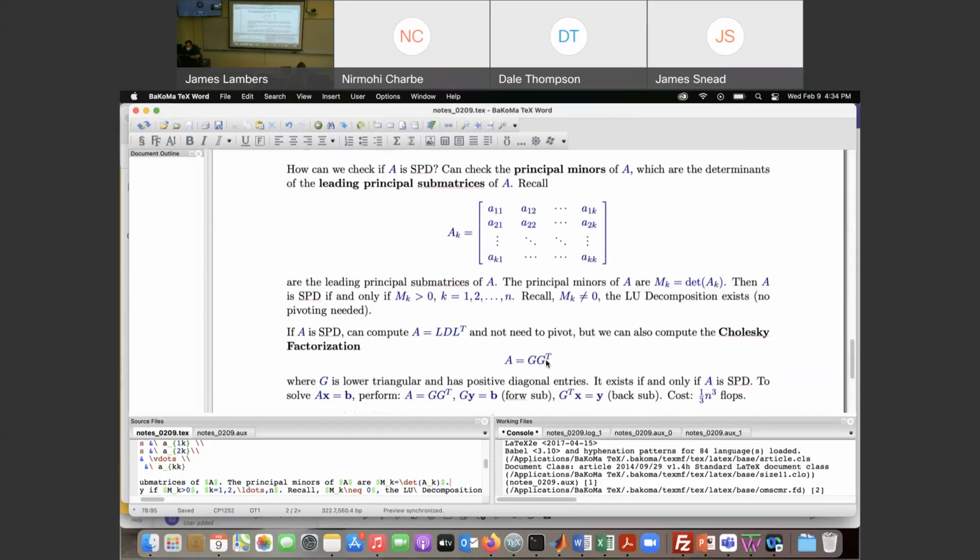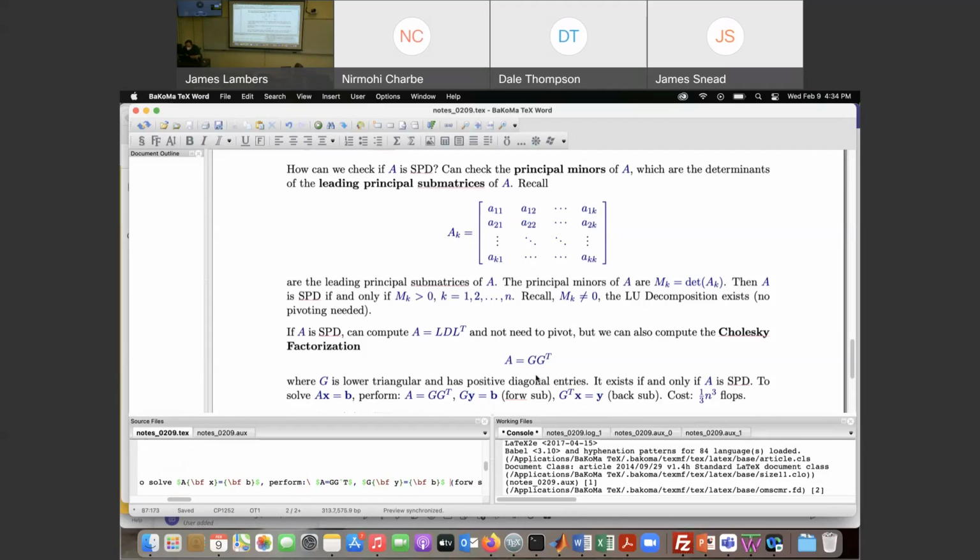The cost of computing a Cholesky factorization is the same as LDLT, it's 1/3 n cubed floating point operations. So again, half the cost of ordinary Gaussian elimination, again benefiting from the symmetry. And if you go ahead and compute this, the way you solve Ax equals b is you perform forward substitution with G, which is lower triangular, and then back substitution with G transpose, which is upper triangular. So it's very much like the LU decomposition. You solve Ly equals b, and then Ux equals y. It's the same idea. It's that the matrices involved are transposes of one another.